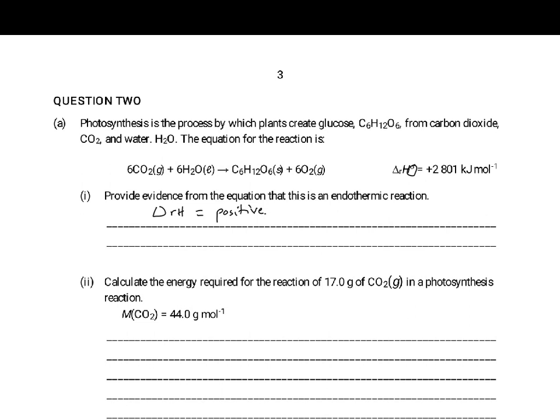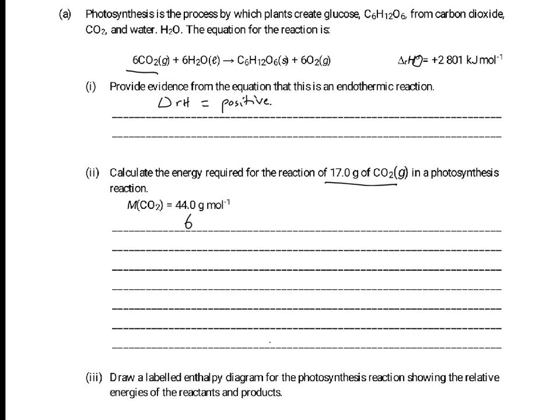On to part 2, calculate the energy required for the reaction of 17 grams of CO2. So rather than dealing with 6 moles, we only have 17 grams. So, first step is to work out how much energy is going to be absorbed when 1 mole of CO2 is reacted. I find this the easiest way to deal with these problems. So, 6 moles of CO2 absorbs 2801 kilojoules of energy, then 1 mole of CO2 is 2801 over 6, which is 466.83 kilojoules. So if you had 1 mole of CO2 exactly, it would absorb 466 kilojoules of energy.